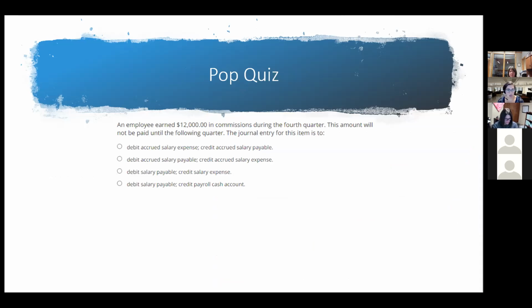Pop quiz. An employee earned $12,000 in commission during the fourth quarter. This amount will not be paid until the following quarter. The journal entry for this item is, go.